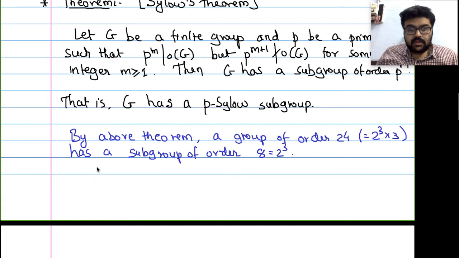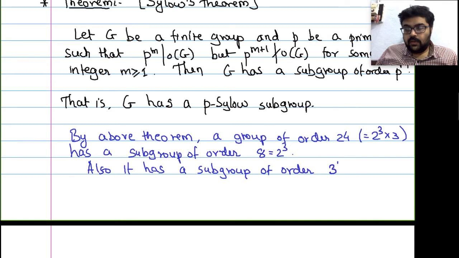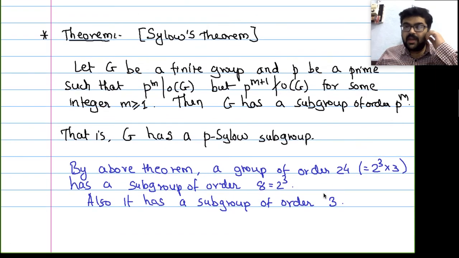Also, if I take p equals 3, then it has a subgroup of order 3. Right? So it has a subgroup of order 3. It says that whatever the primes are there, it has a subgroup of the highest prime power order. So this is the actual Sylow theorem, the first part of Sylow theorem.